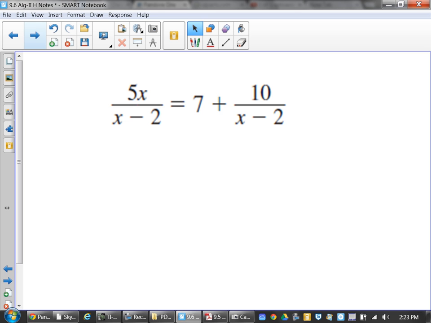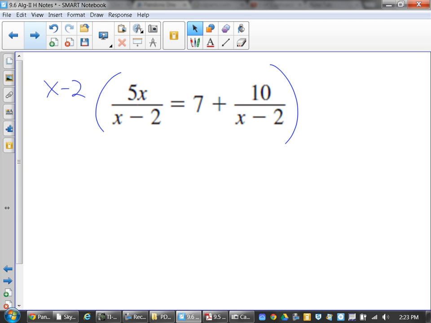5x over x minus 2 equals 7 plus 10 over x minus 2. 7 over 1. So what's going to be our common denominator here? x minus 2. So I'm going to multiply everything on here by x minus 2. You guys see what I'm saying by moving that over a little bit? You've got some room to work on the left-hand side. Does that make sense why I was suggesting that?